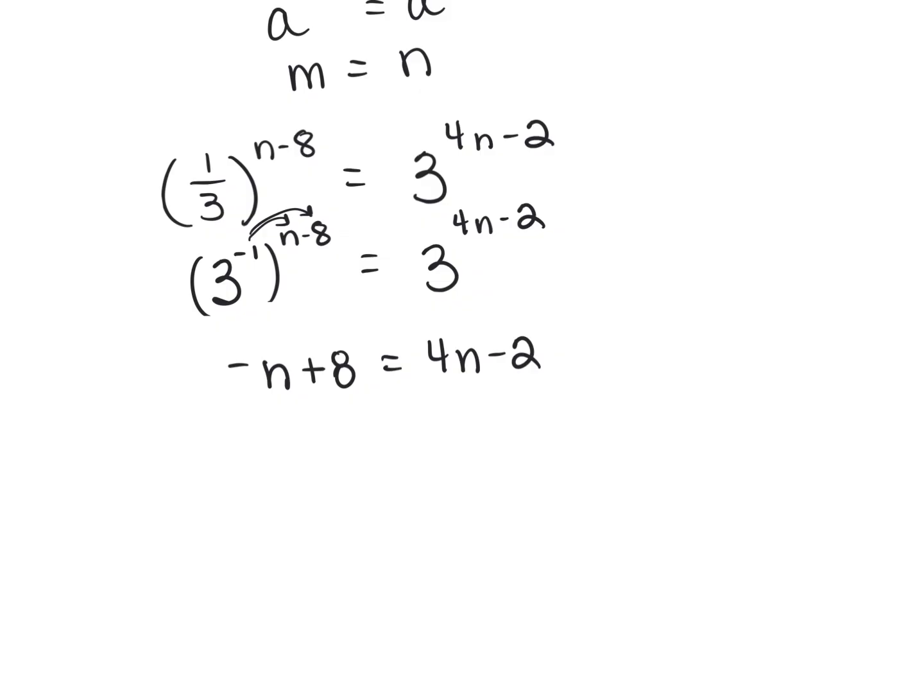And then we solve this for n. So we get 5n is equal to 10. And n would be equal to 2. So these are easier kinds of questions. They're going to get progressively harder.